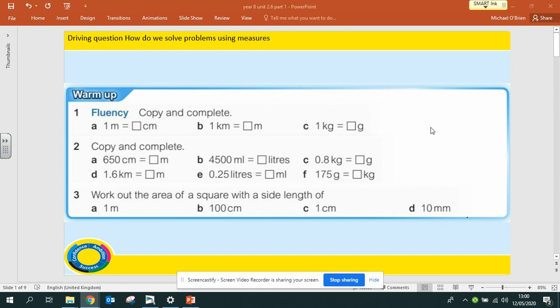Our driving question today is how do we solve problems using measures? So we're going to have a little look today at units of measure. Obviously, we're going to spend most of our time today on the metric units. So just make certain that you're ready to work your way through these as we go through them. So we're going to start off with some nice easy questions just to remind ourselves of exactly what the metric units are. So can you work through these conversions, please? Stop the tape now, and when you're ready to start again, I'll go through the answers.